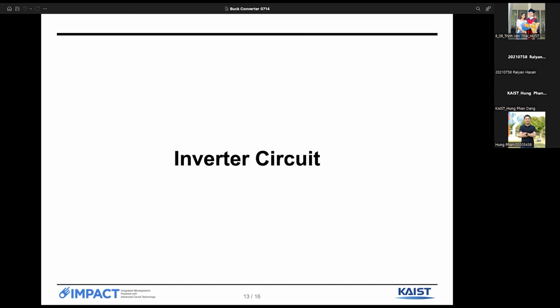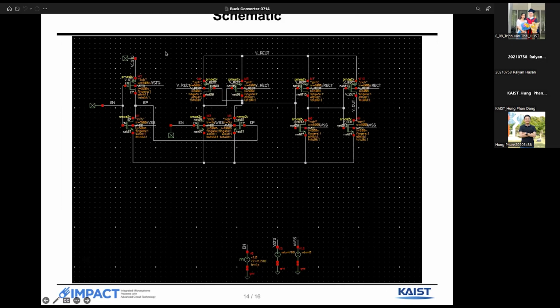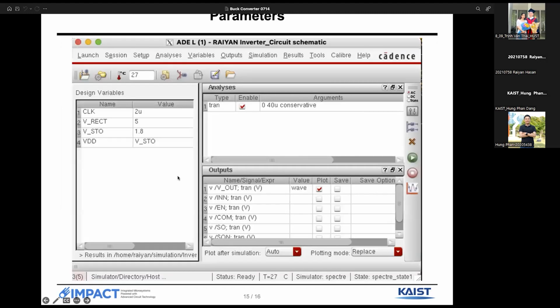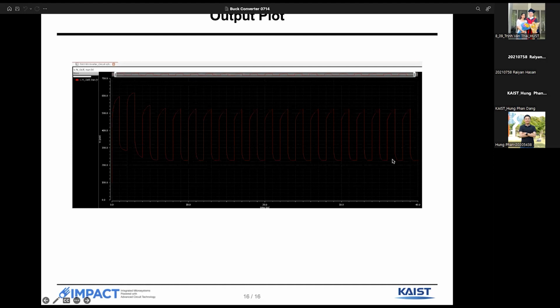And after that it's the inverter circuit. The inverter circuit schematic actually looks like this. Here the low voltage is V star, the high voltage is V rect, and the V out is right here. The parameters that we use for the circuit are the following ones. And this is the V out that I got from the simulation. So your VL is also wrong, right? I already made a good circuit, so ask him for help.